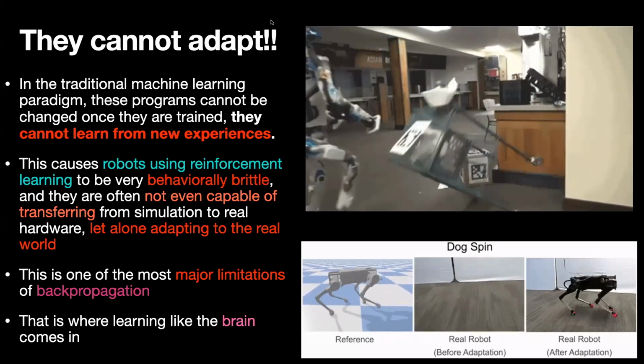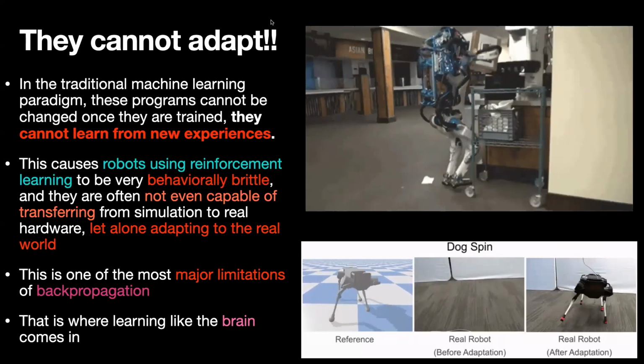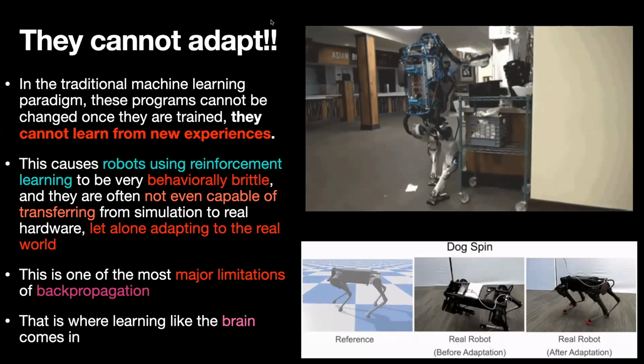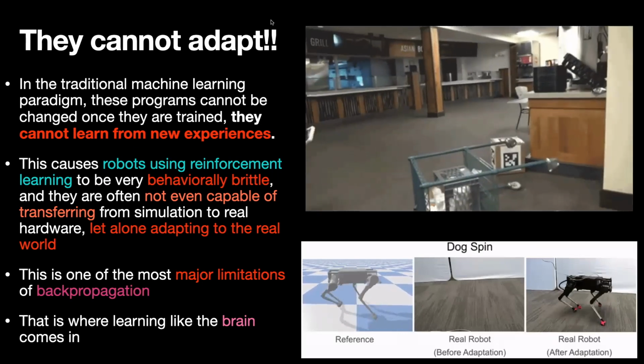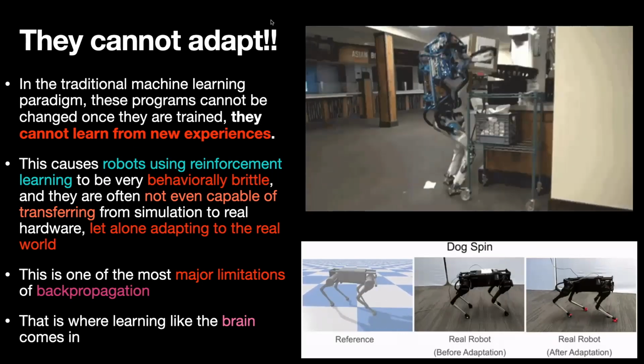That's a classic example of overfitting to the data. So what a lot of people are speculating is that we're overfitting to the simulator, and it's not allowing us to generalize to the real world.